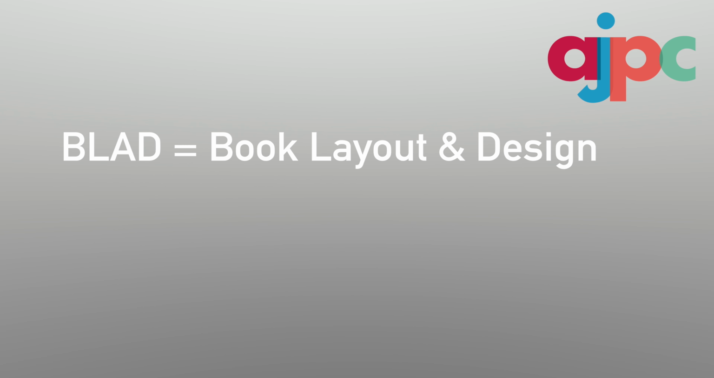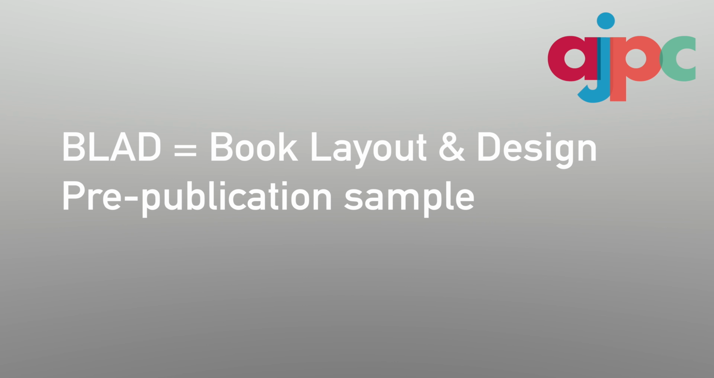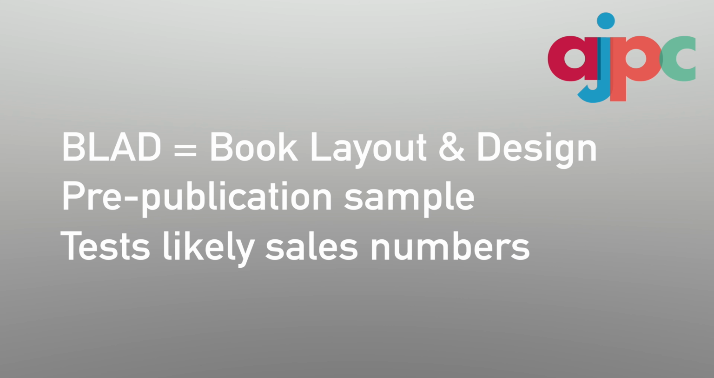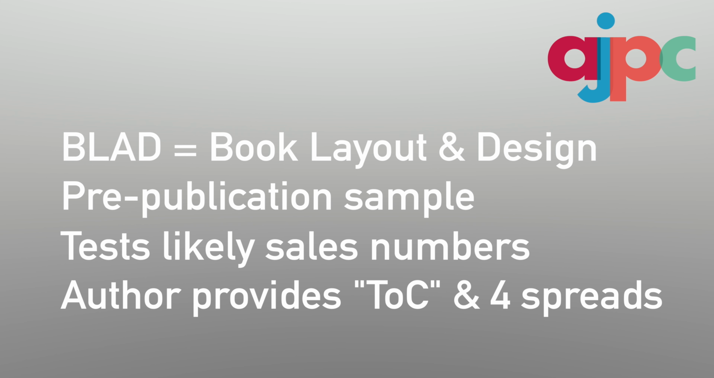So in summary, blad stands for book layout and design, and it's a pre-production sample of a book. It's often used, even before a book is commissioned, to test the likely sales numbers that a project like that would get. So you may well be asked to do it even if your book hasn't been commissioned yet. And the author will provide a table of contents, a TOC, and 4 spreads. Spreads are not the same thing as chapters. Spreads are 2 pages, but they are the key element of illustrated books. I'll be taking a good look at the difference between spreads and chapters in another video and talking about how to plan it.